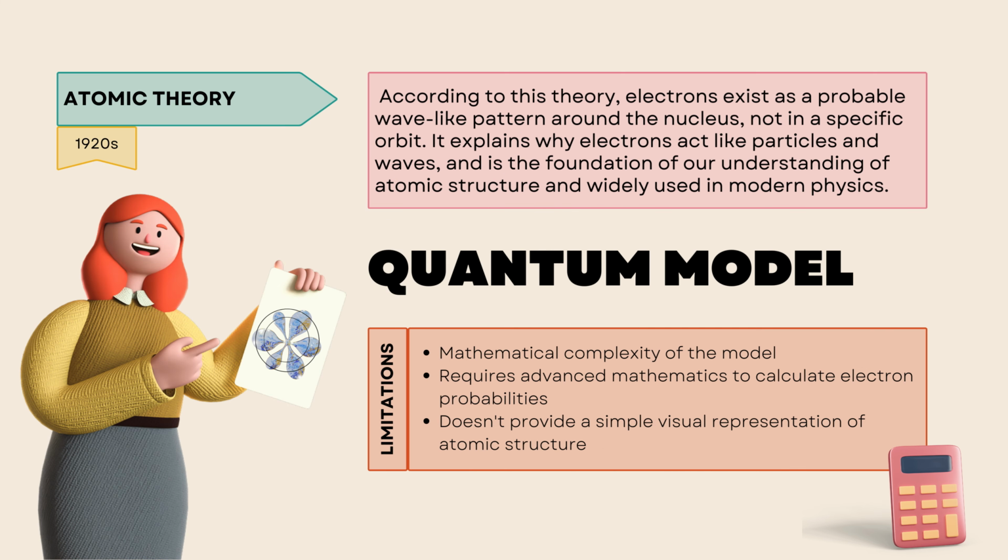Atomic theory. 1920s, quantum model. According to this theory, electrons exist as a probable wave-like pattern around the nucleus, not in a specific orbit. It explains why electrons act like particles and waves, and is the foundation of our understanding of atomic structure and widely used in modern physics.